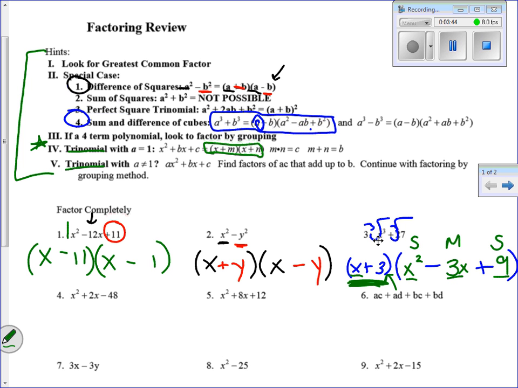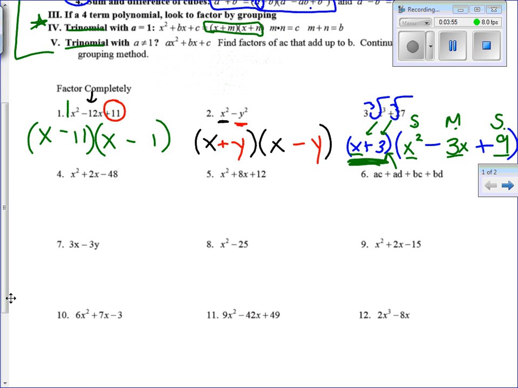So after you cube root both of your pieces for the little parenthesis, you always square, multiply, square to get the second larger parenthesis. I'll let you guys do 4 and 5 on your own. Number 6 has 4 pieces, so you would go right here to number 3 where it says if a 4-term polynomial, look for factor by grouping. Factor by grouping, I know you love it, is where you just split the middle and you figure out what you can divide by.